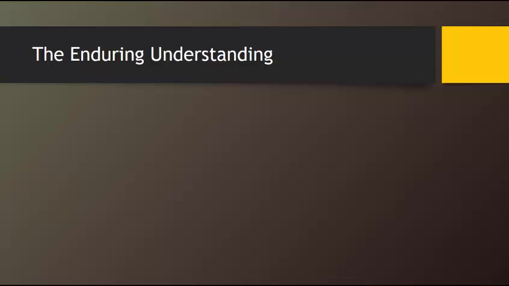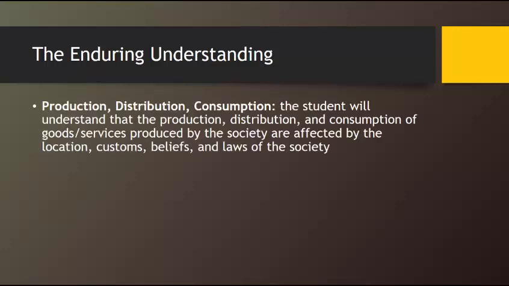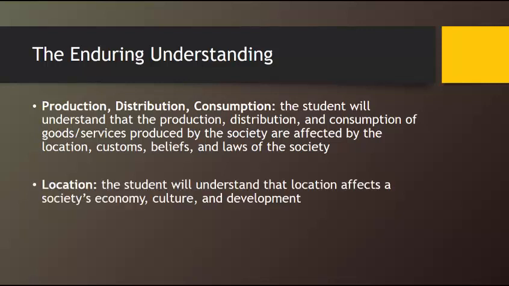The enduring understandings this module covers include production, distribution, and consumption, which reads, the student will understand that the production, distribution, and consumption of goods and services produced by the society are affected by the location, customs, beliefs, and laws of the society. Also, location, which reads, the student will understand that location affects a society's economy, culture, and development.